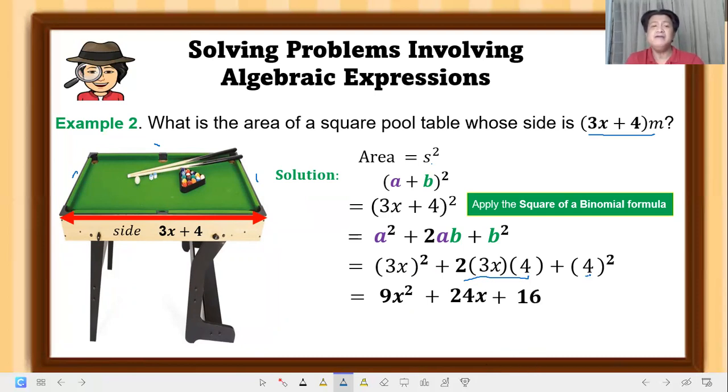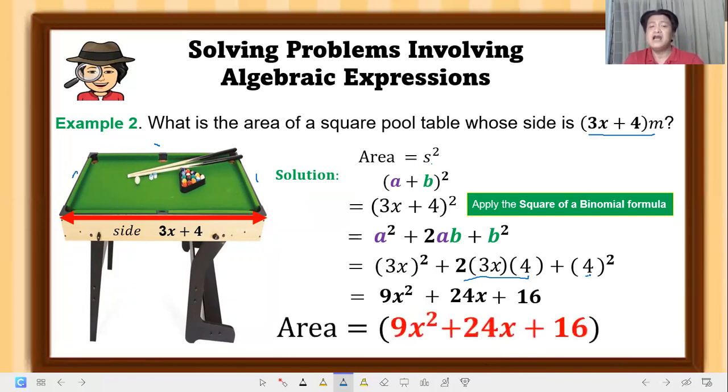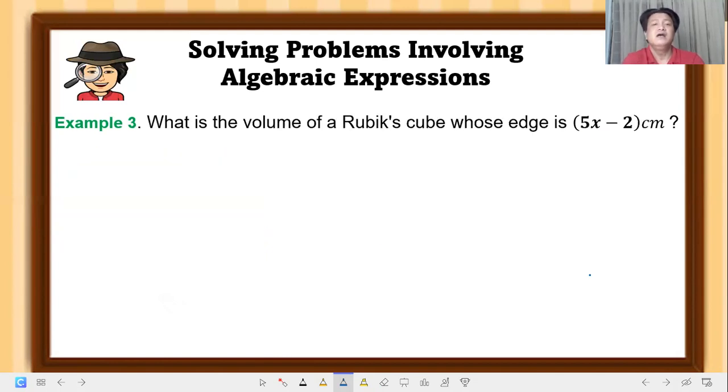Yan na po yung ating area ng square. Okay? So para mas may represent natin, we have to put the unit. That is meter square or square meter. Kaya ang area natin of the square pool table is 9x squared plus 24x plus 16 square meter. Okay, with that, let's have example number 3.